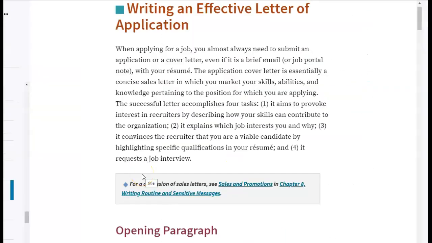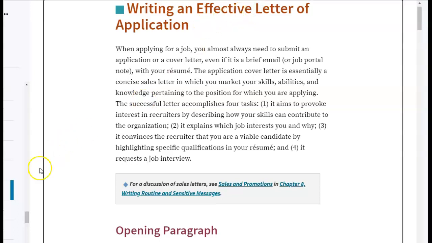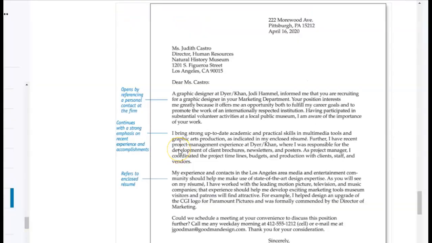And of course, in chapter 14, which you were supposed to read last week to prepare for this week, you'll find an in-depth discussion on how to write an effective cover letter, or what they're calling here a letter of application, with sample letters. And here in the sample letter that they're offering on page 539, you can see the modified block format.